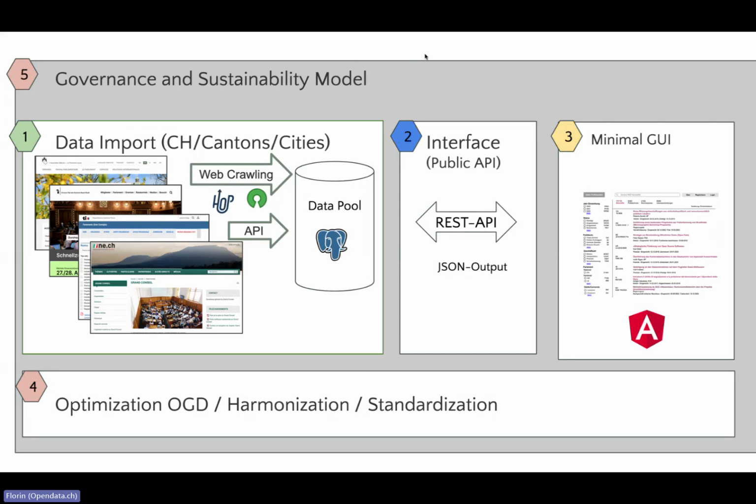Here you can see, also if you've been part of the last meetings, you've already seen this visualization, but this is basically all the work packages we are working on. We are currently focused on, and especially Christian, on the data import, so getting the unstandardized, unharmonized data from the different cantons and cities and entities, and then making these accessible through an API in the next step. That will be work package 2.